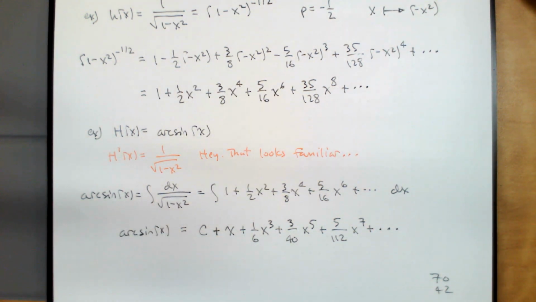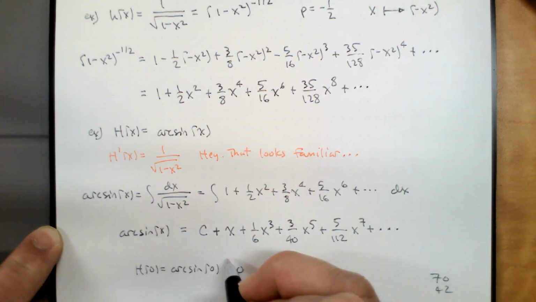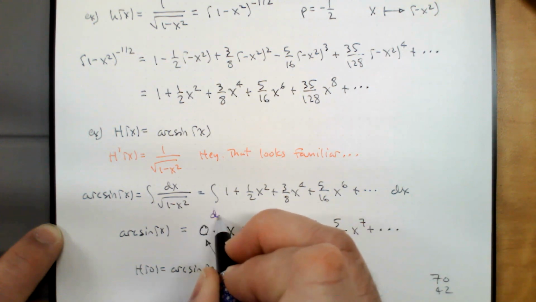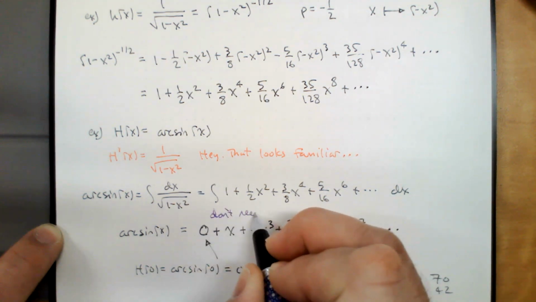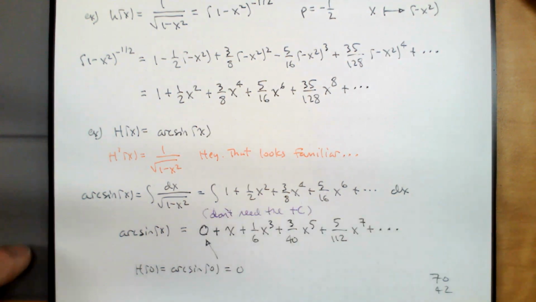We don't actually need to see, because what's the first term in the Taylor series for arcsine of x? It's going to be h of 0. So we don't actually need the plus.